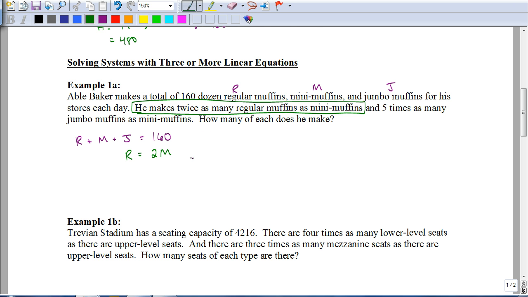That's not what it means. So you need to look at it as the fact that which one is going to be more? Well, it's going to be twice as many regular, so there's going to be more regular muffins. So the regular muffins are going to be equal to twice as many mini muffins, so it'll be 2m.